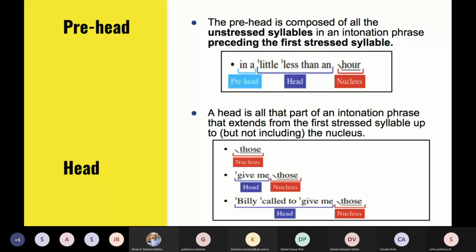Then we have the head. A head is all that part of an intonation phrase that extends from the first stressed syllable up to the nucleus, but it does not include the nucleus. So let's see in the example, we have that the nucleus is "those", and before the nucleus, we have the head, which is "give me". In the third example, it's the same, just showing the full head, "Billy called to give me those". Sorry, the head is a part of the intonation phrase that extends from the first stressed syllable up to the nucleus, but it doesn't include the nucleus.